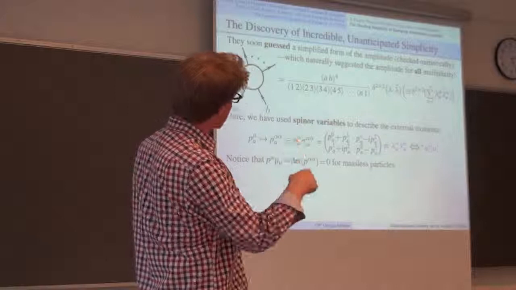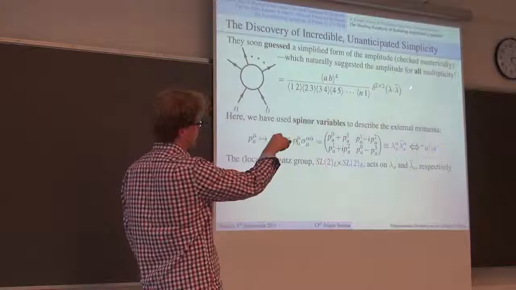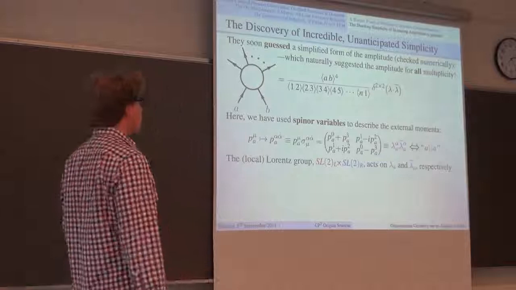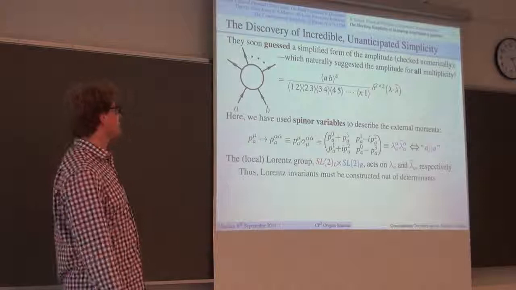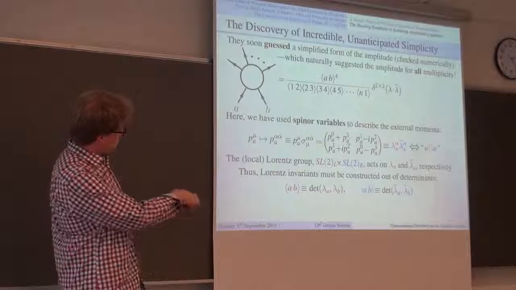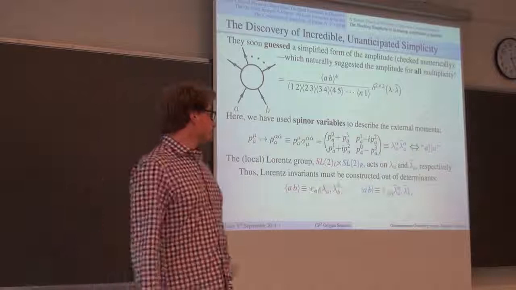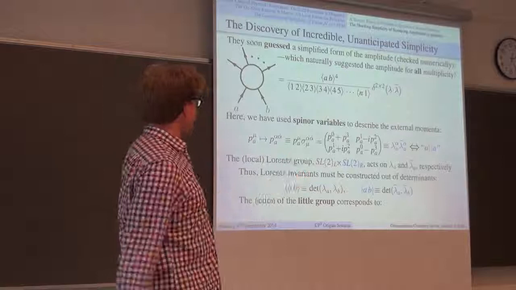And this dot notation, and I'm going to use this a lot in the talk, this dot just means summing over the n particles. Now, local Lorentz transformations act on lambda and lambda tilde separately as SL2 left and SL2 right transformations, and that means that the only invariants that you can write, the Lorentz invariants, have to be constructed out of the determinants of these things. So this angle bracket thing, like 1, 2, just means the determinant of these 2 vectors. And of course, you can rewrite all of your favorite Lorentz invariants in this notation. This is basically content free.